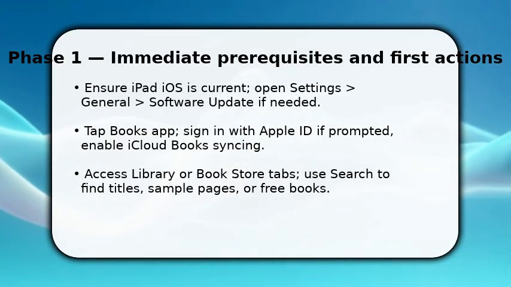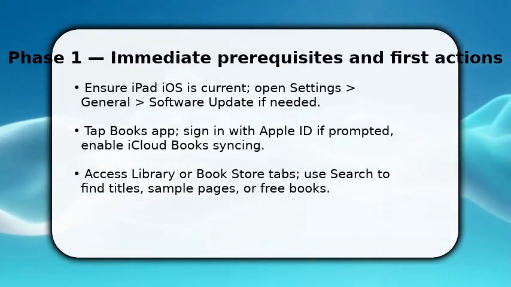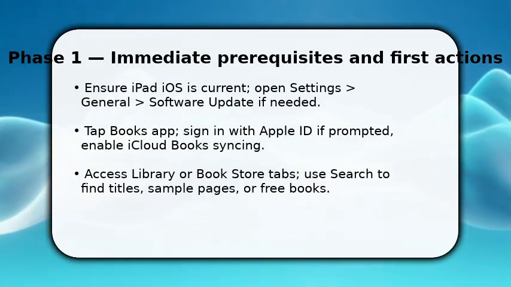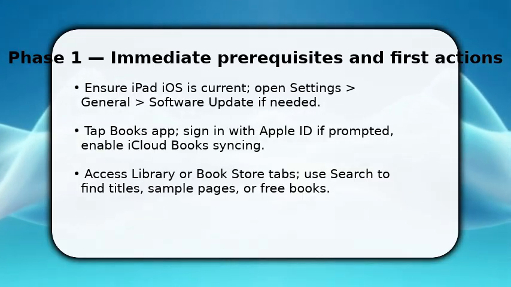Tap Library to see downloads or Bookstore to browse new releases and free samples. Use Search at the top to jump straight to a title or author. Try typing part of a title for faster results. Once you find a book, tap Get or Buy to start reading immediately.